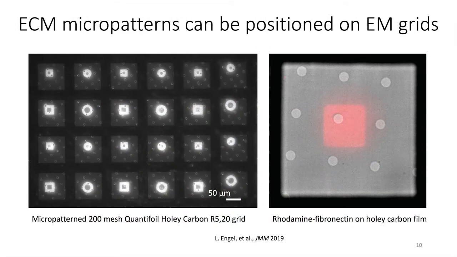So with this approach, we were able to achieve large area micropatterns of arbitrary geometry at sufficiently high resolution. And in the image on the left, you can see green fluorescent protein tagged gelatin micropatterns positioned on intact carbon film. On the right, you can see rhodamine tagged fibronectin square micropatterns in red, overlaid with a bright field image of the 200 mesh Quantifoil grid it was deposited on. The holes in the carbon film in light gray are 5 microns, and the square micropattern can be seen centered between the gold grid bars in black.